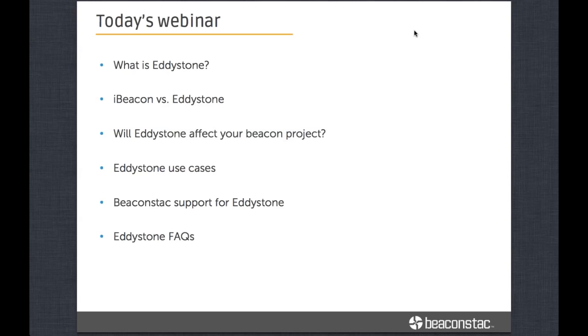We'll go over some use cases. We'll go over some very Eddystone-specific use cases, because we think some of the possibilities it enables are quite interesting, and we'd like to talk about how you can possibly use some of these new features that Eddystone has exposed. Beacon Stack support for Eddystone: I'm sure some of you are already wondering, and those of you who have already bought our Beacon Stack starter kit are wondering when that's coming. So we'll talk about that, and we'll wind up with a bunch of FAQs, which we've already received plenty of, and then of course at the very end we'll take questions from the audience who's dialed into this webinar live.